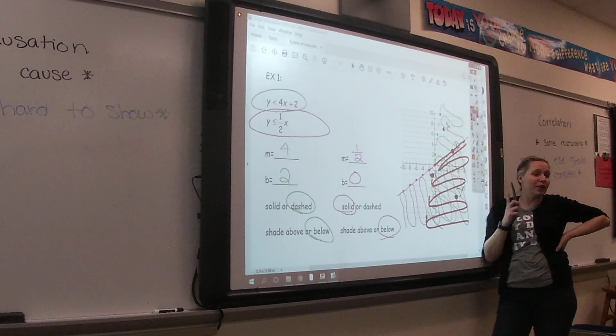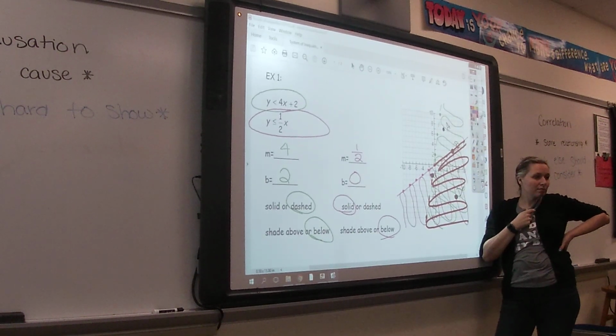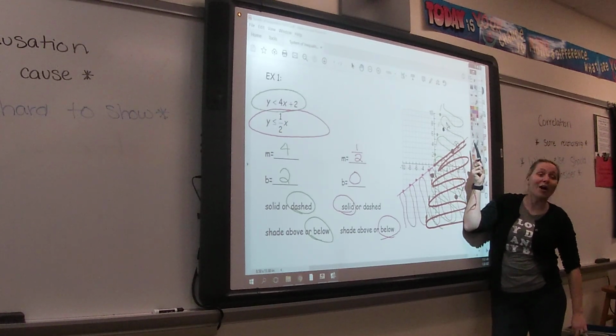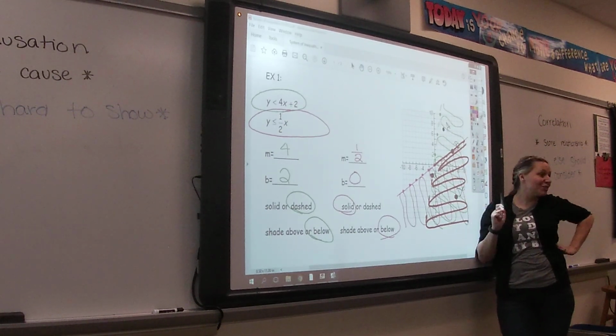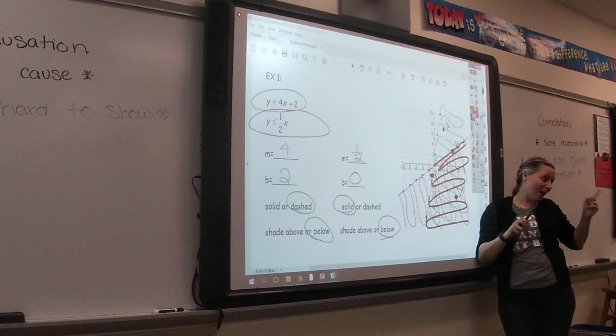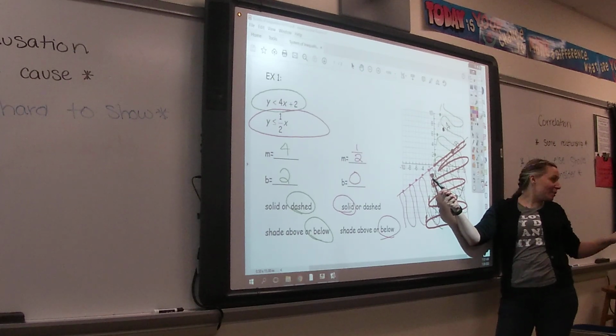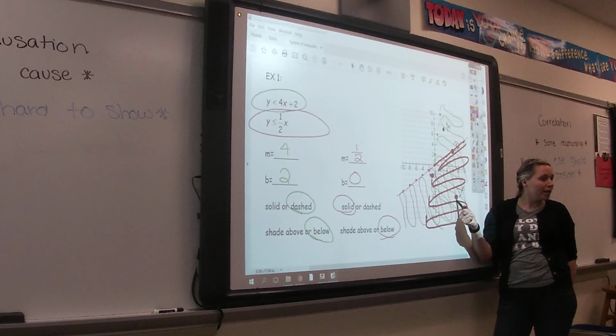Is B a solution for this? Yes. No. Wait, yes, because it's on a solid line. Okay, so it's on a solid line, and is green also happening? Yes. So that's fair game. Tricky, right? But we have to think about it. Is C a solution? No, because it's on a dashed line. Is D a solution? Yes.